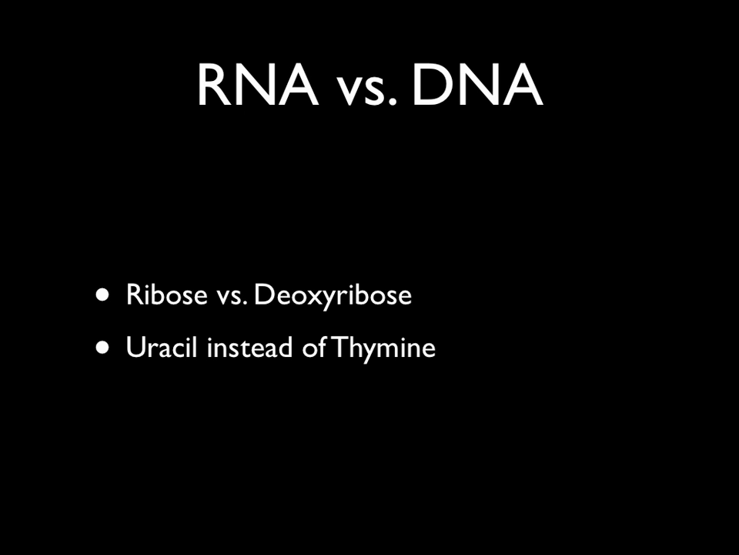There are major differences between RNA and DNA. RNA uses the sugar ribose as its pentose sugar, whereas DNA uses the sugar deoxyribose. The two are chemically similar, but deoxyribose has 1 fewer oxygen atoms in it. Also, RNA uses the pyrimidine uracil instead of thymine. They're chemically similar, but for some reason RNA uses uracil.